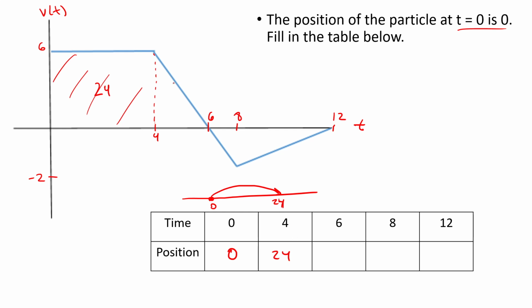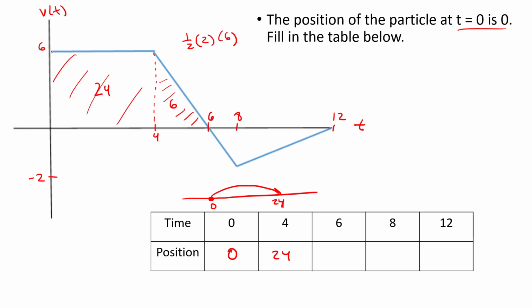All right, well then what happens? Where are we going to be at 6? Well, now we have a triangle. So let's calculate the area of this triangle. And of course we know how to do that. 1/2 base times height. The base is 2. The height is 6. So that's going to come out to 6.